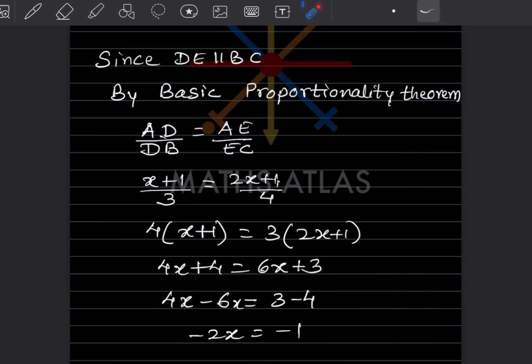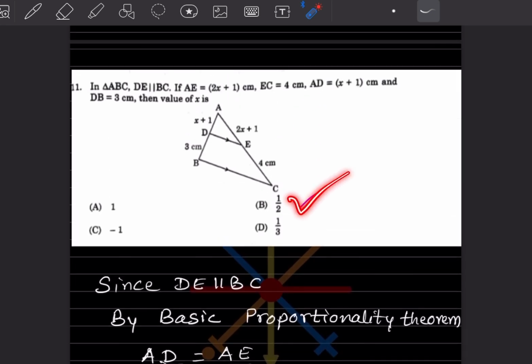So x will be 1 by 2 because on both sides there is a negative sign, that will become positive. Or if you are confused with this, we can also write minus 1 by minus 2. So this gets positive, so the x will be 1 by 2. So this is the option.